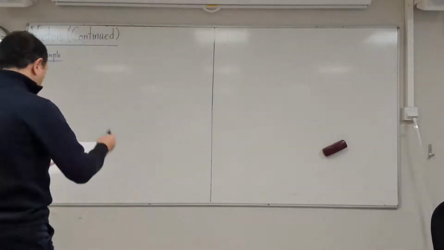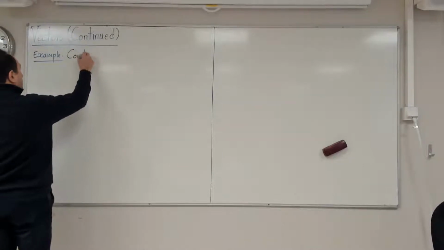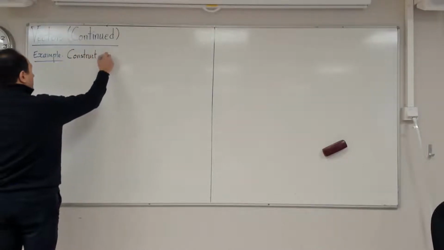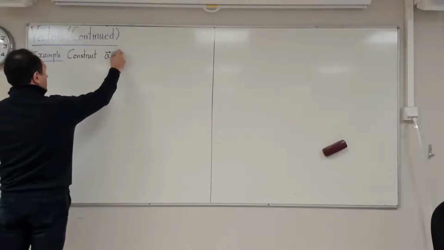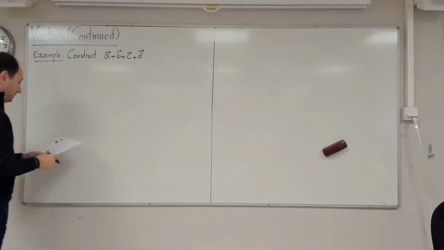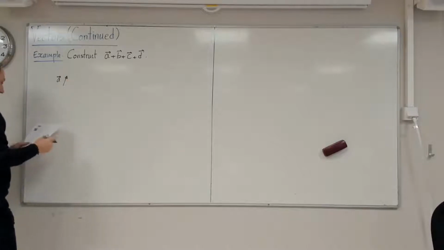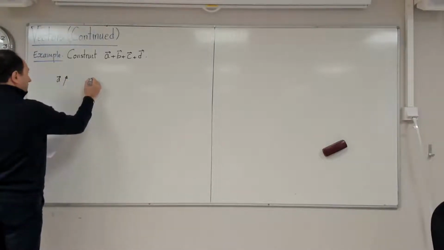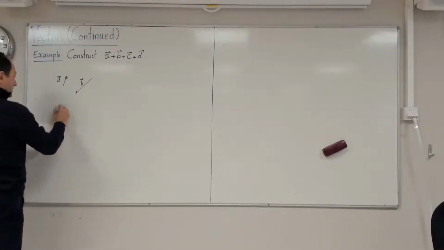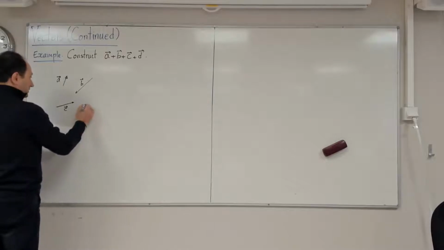So let me just, of course you know this, but let me write it. Construct A plus B plus C plus D. So, and then A, for example, is this vector. This is, for example, A, and this is your B, for example, and this is your C, and finally this is your D.